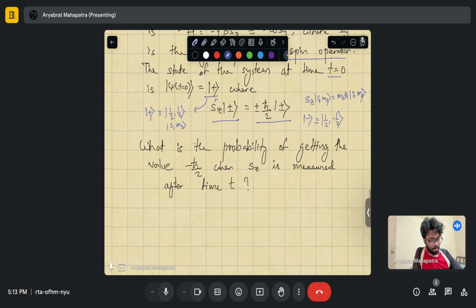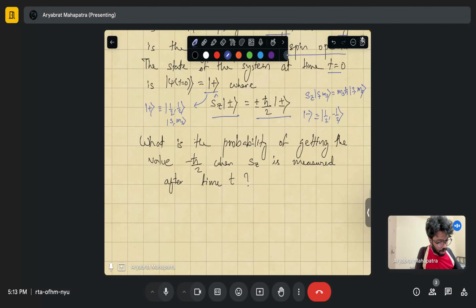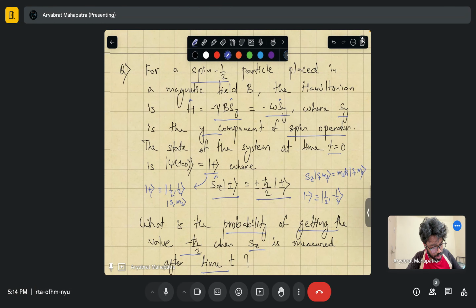So that is how these spin states and spin operators are written. Finally, what has been asked here is that you have to calculate the probability of getting the value minus h bar by 2 when you measure the z component of the spin. After some time t, you have to find the probability when you measure your S_z operator, that means when you are trying to measure the spin of your quantum particle, which is in this Hamiltonian.